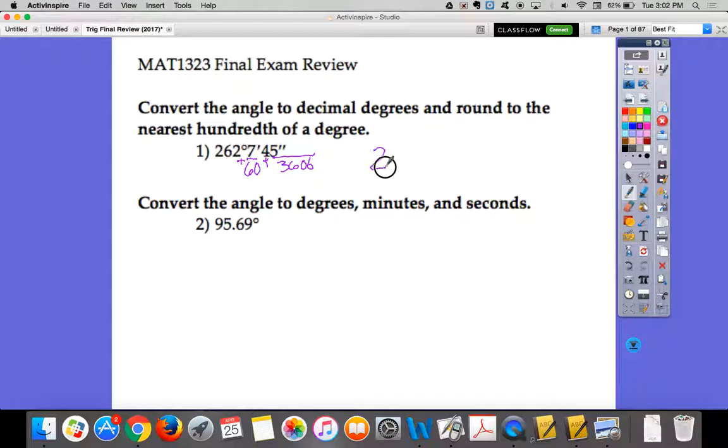Okay, and then we've got to make sure that we take it as far as they said. They said hundredth of a degree, so I've got 0.129, which means we round to 0.13. Okay. Then we're going to go the other direction, convert the angle to degrees, minutes, and seconds.